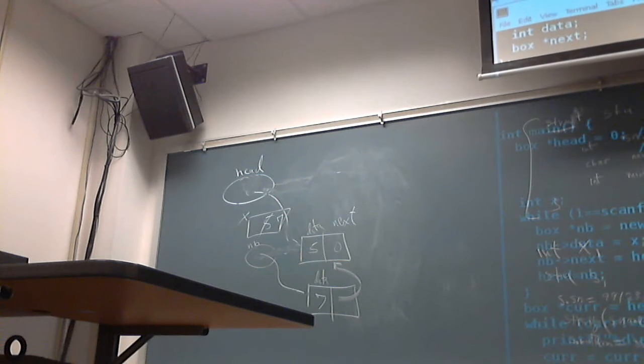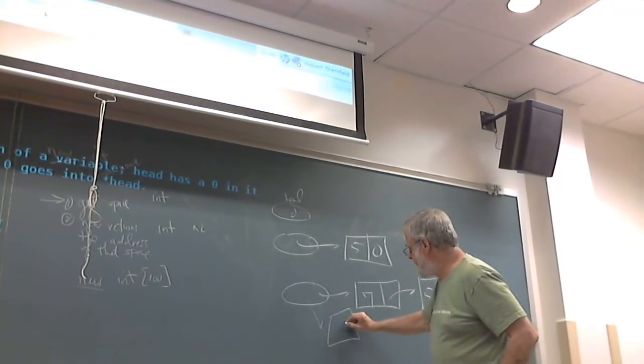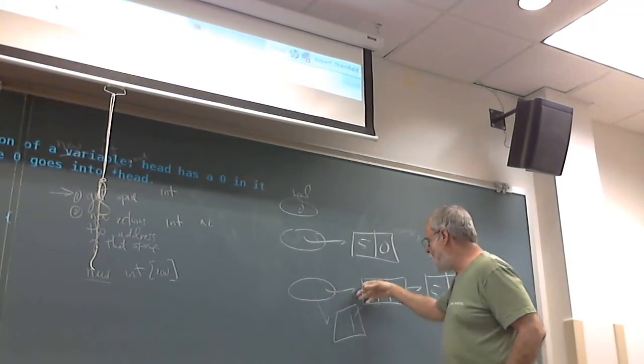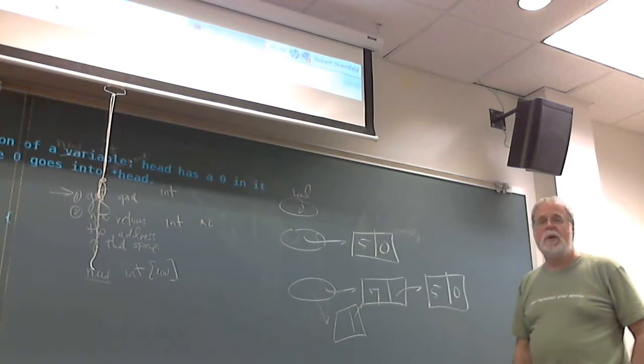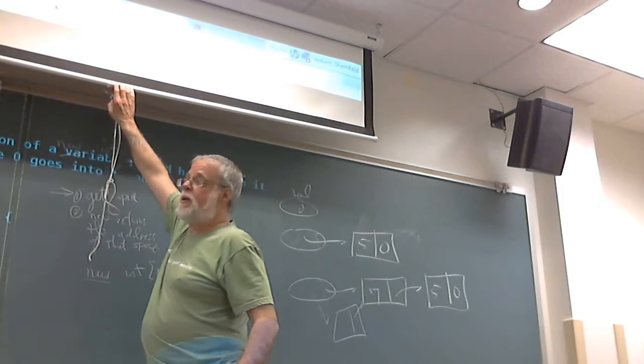And now, this is the second picture. And then in the next picture, head has in it the address of the box that has the 7 in it. The 7 is hooked up to the box with the 5 in it. And the 5 has a 0 here that means stop. The next time we get input, we'll be putting the new box like this. Each new box is going to go in front of everything else. So whether we have 1 item or 1,000 items, this will work.